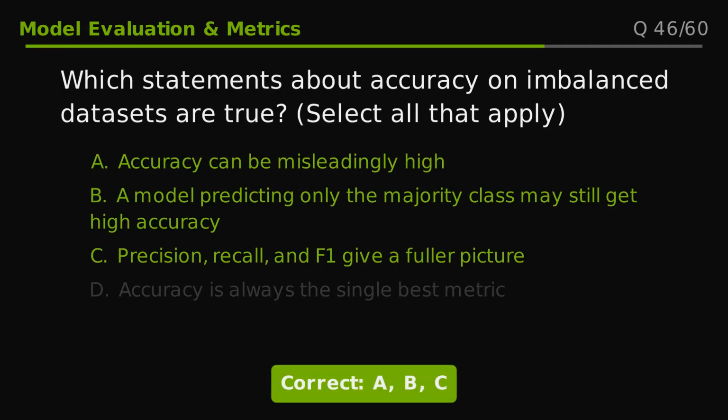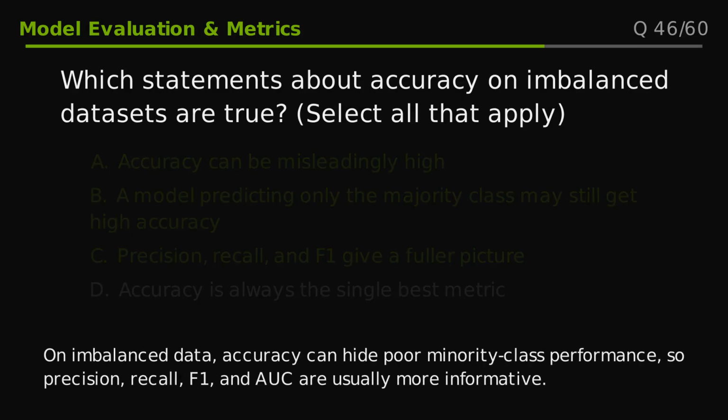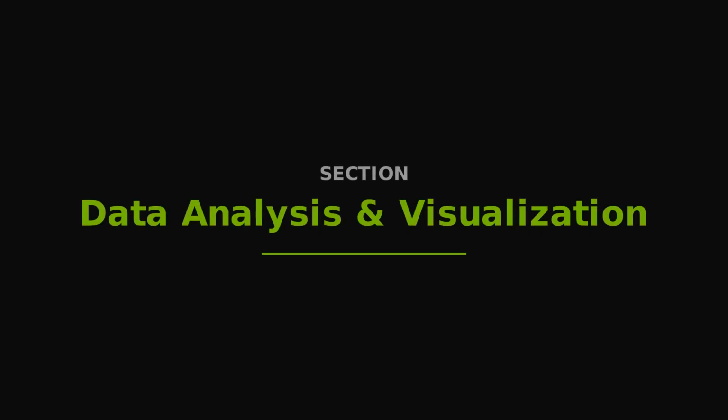The correct answers are A, B, and C. On imbalanced data, accuracy can hide poor minority class performance, so precision, recall, F1, and AUC are usually more informative. Next section, data analysis and visualization.